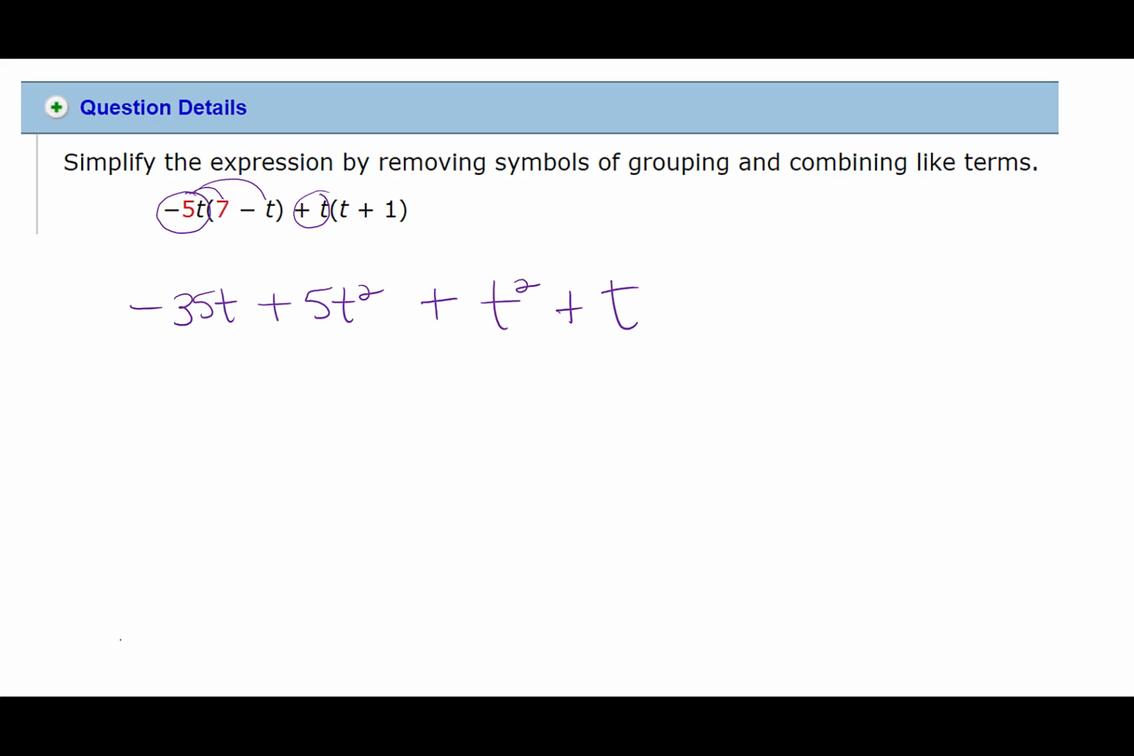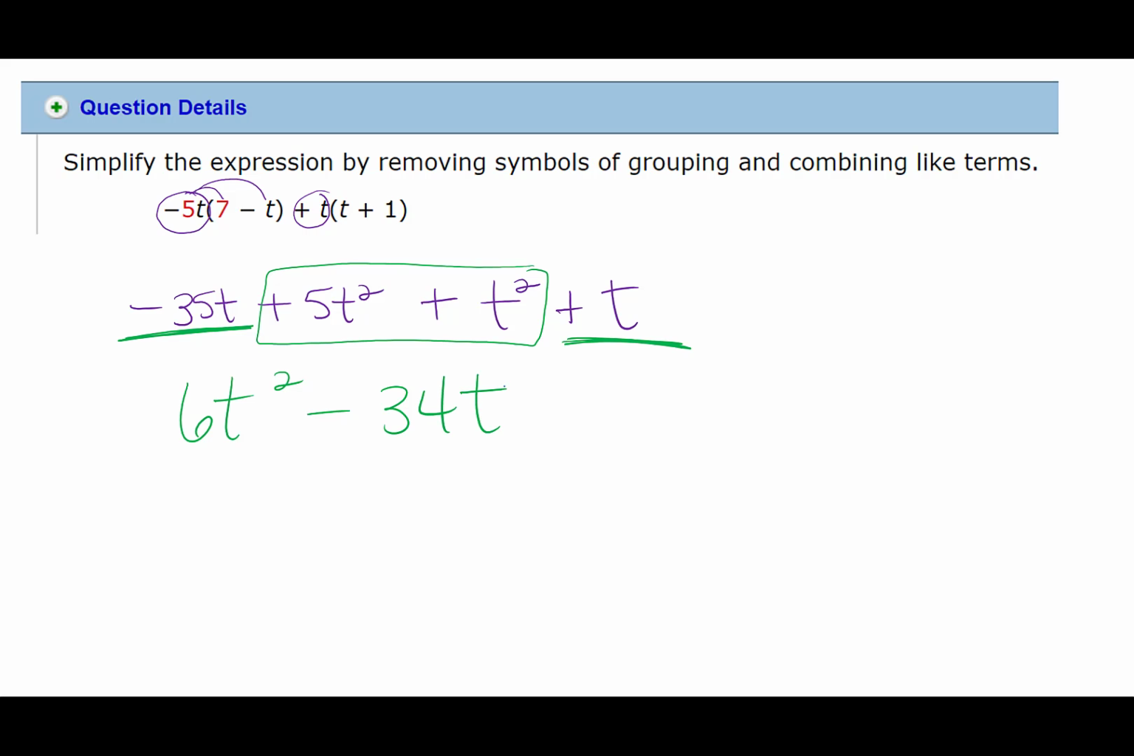Now that we've removed the symbols of grouping, which is a fancy way of saying removing the parentheses, let's collect like terms. I'm going to start with these t's that are squared, combine those together to get 6t squared, and then if we combine the -35t with the positive 1t, it's -34t, and that's your final answer.